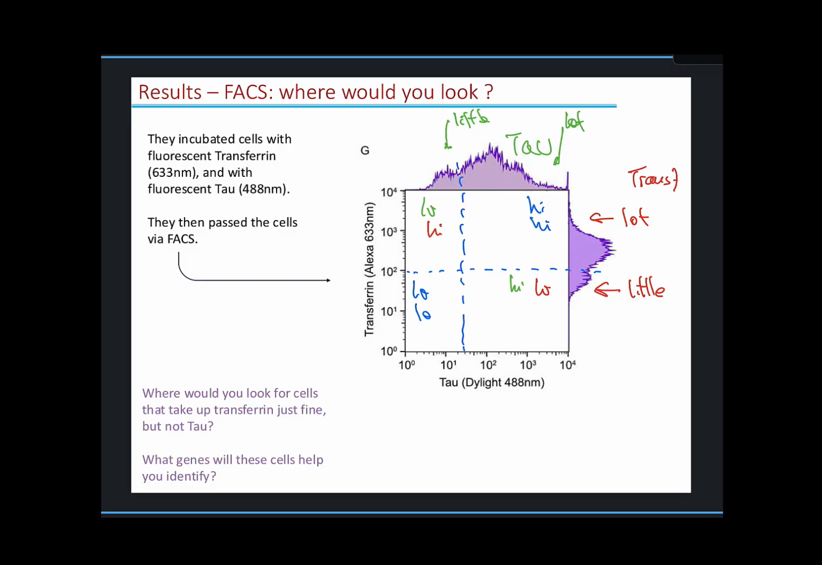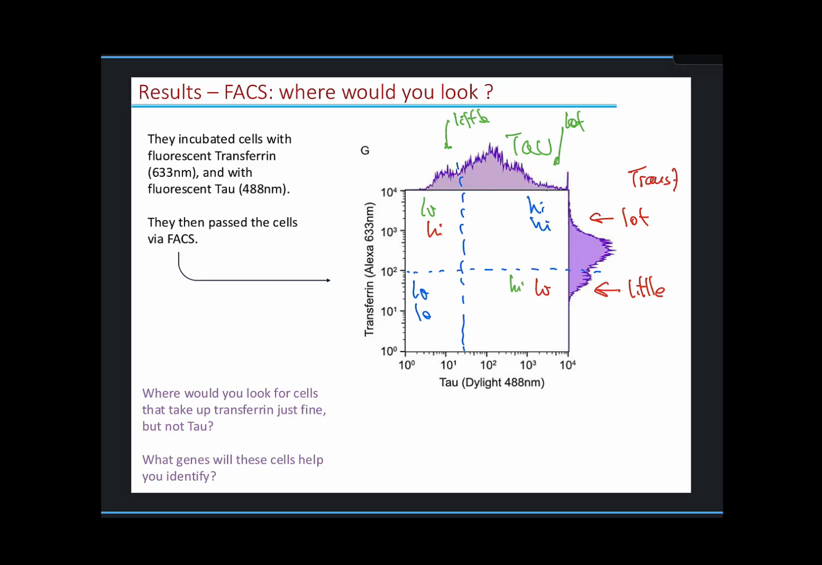Yeah? You would look for cells that fall in this quadrant, that are taking up a lot of transferrin, so their endocytosis seems to be fine, but they're not taking up much tau, because that's what you're interested in. The mutation in what genes made these cells not take up tau so well? Okay? And I answered the question myself.